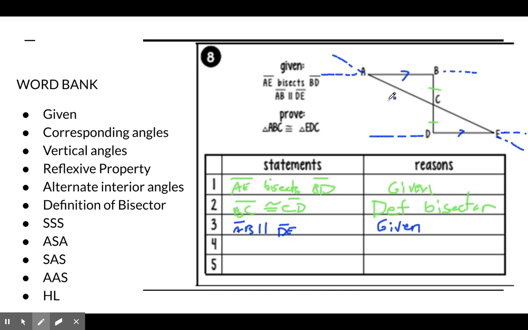Okay, and because of this, now we can conclude and confirm that angle CAB must be congruent to angle CED. These two angles, we know for sure that those are congruent because they are alternate interior angles.